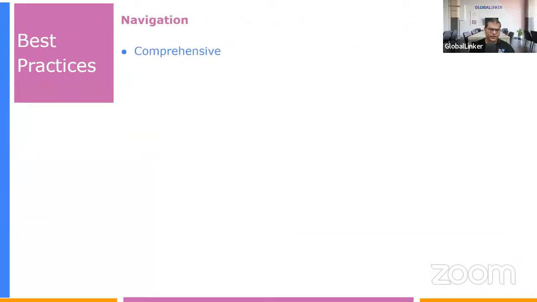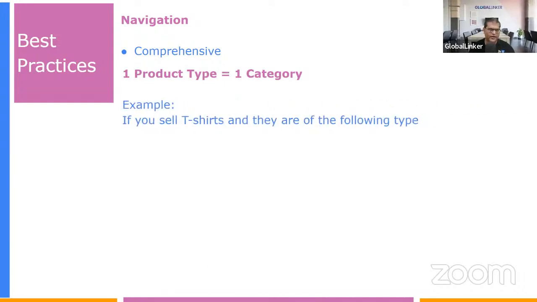Now again, the second point with respect to navigation is about comprehensiveness. With respect to comprehensiveness, ideally, if you have one type of product, you should have one category associated with it. But there are exceptions to it, and I'll explain what those exceptions are. Again, understanding with an example. If you sell t-shirts, you have round neck t-shirts, polo t-shirts, and crew neck t-shirts, right?